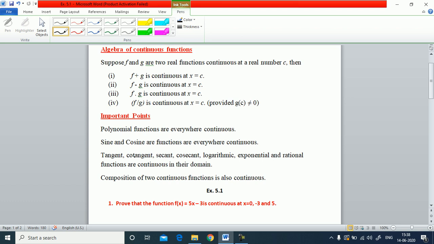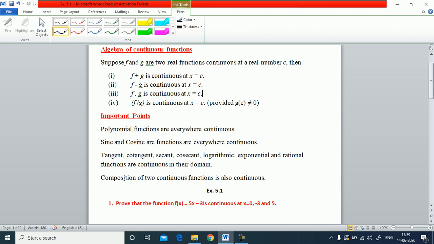But when we talk about tangent, cotangent, secant, cosecant functions, these remaining four trigonometric ratios, you must have seen they are continuous within their domain. If we are talking about their domain, we will be able to plot the curve without lifting our hand. So within the domain these functions are continuous. Same way logarithmic, exponential and rational functions are continuous in their domain. So rational functions, whenever we define them, it means we are defining them in their domain. Same with the other functions as well.